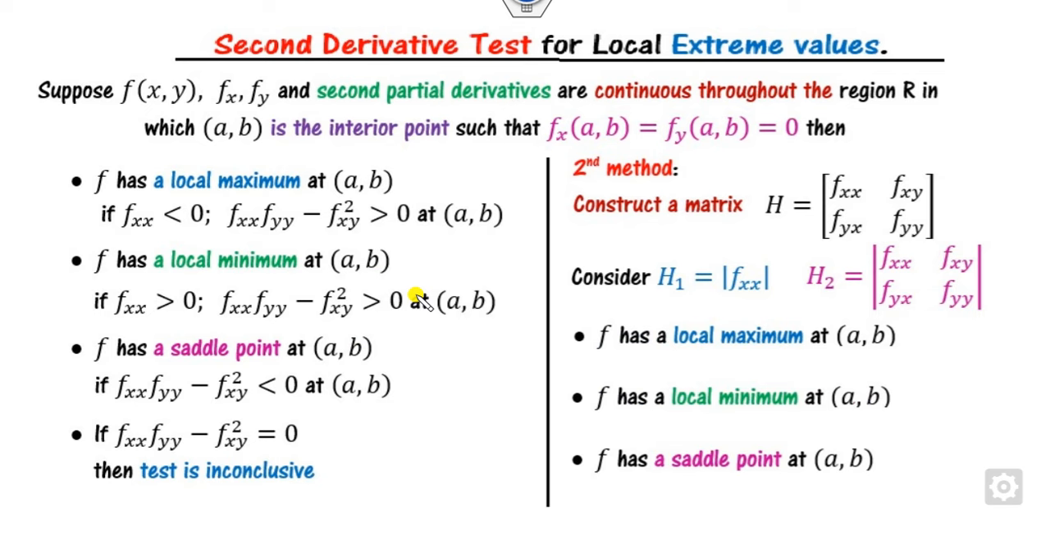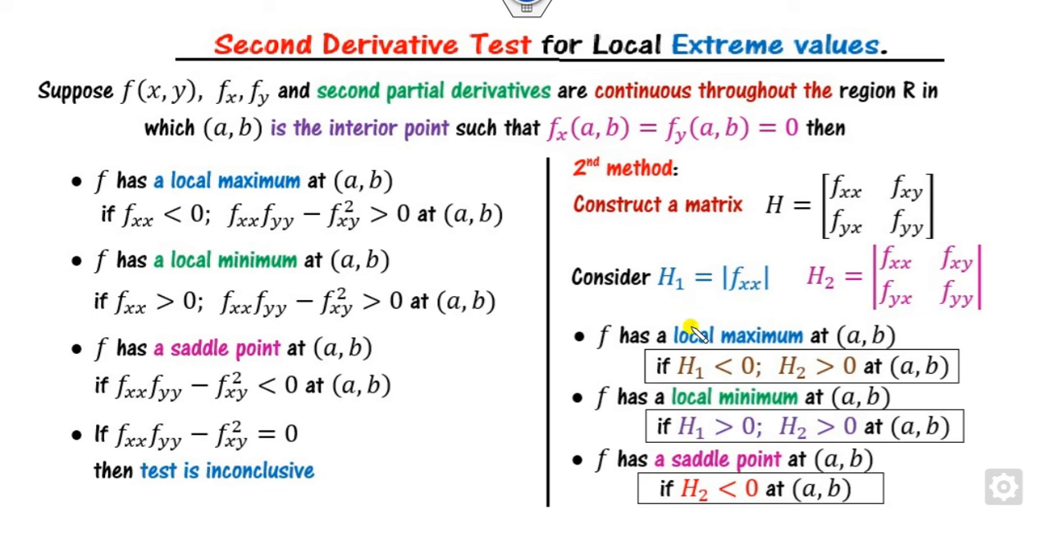Now, once you define h1 and h2, we can find the local maxima and minima. Here h1 is fxx, the first principal minor. Whenever the first principal minor h1 is less than 0 and h2, the determinant of this, is greater than 0, then we can say it's a maximum. If h1 is greater than 0 and h2 is always greater than 0, then we can say it's a minimum.